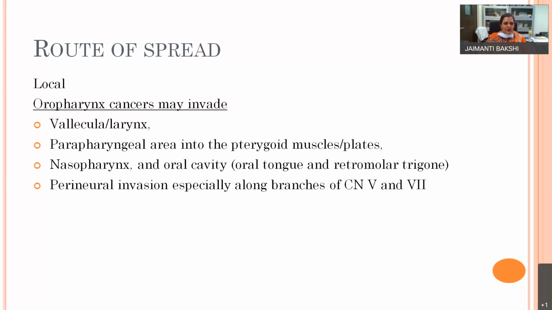The routes of spread of oropharyngeal cancers are as follows. It can spread locally from the oropharynx, it can go into the vallecula and larynx, it can go into the parapharyngeal area, into the pterygoid muscle and plates, extending into the nasopharynx and oral cavity. And it can involve the oral tongue and retromolar trigone. Perineural invasion, especially along the branches of the 5th and 7th cranial nerves, can occur.